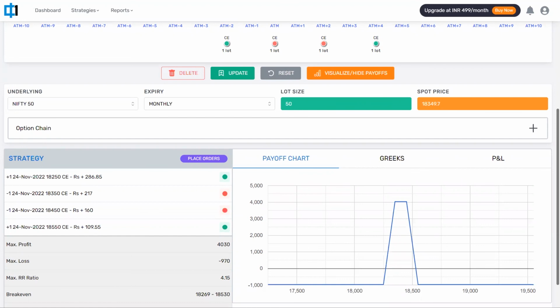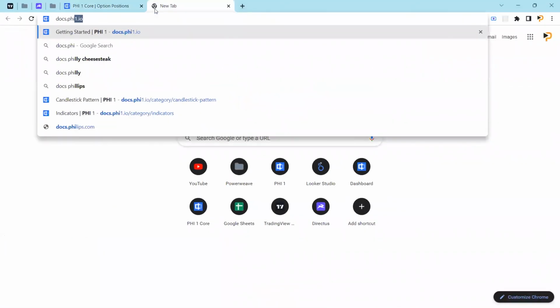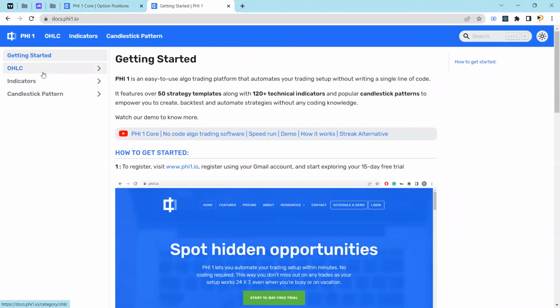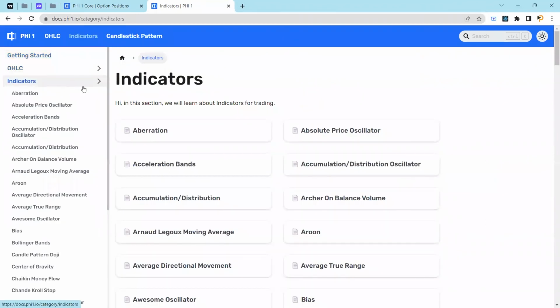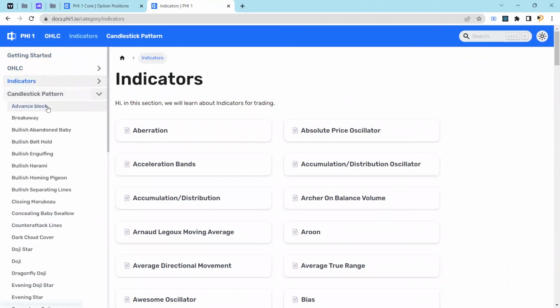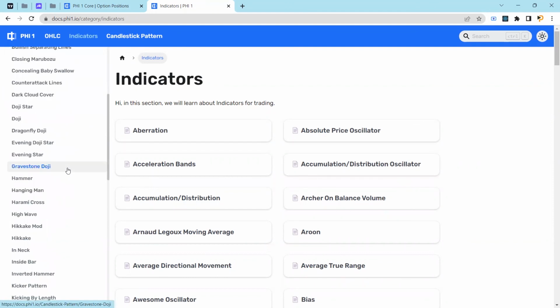The other thing is we do roll out videos and blog articles to help you very quickly. We do have a documentation page. If you get stuck anywhere, you can refer to this. So let me just show you how that looks. That's docs.51.io. And you have everything from 100 plus indicators and multiple different candlestick patterns that are already pre-created for you, which you can leverage to create your entry and exit positions.